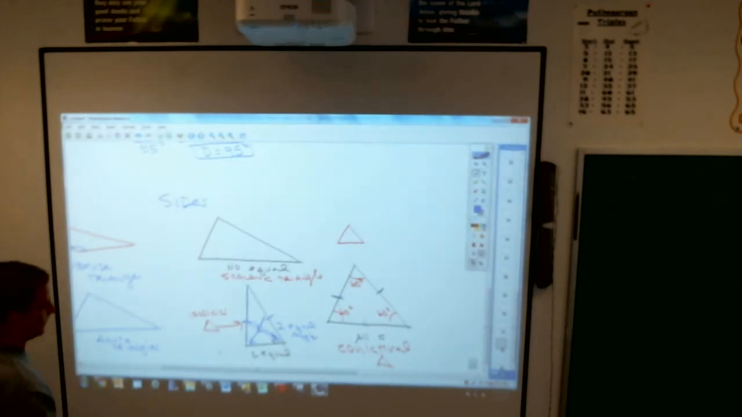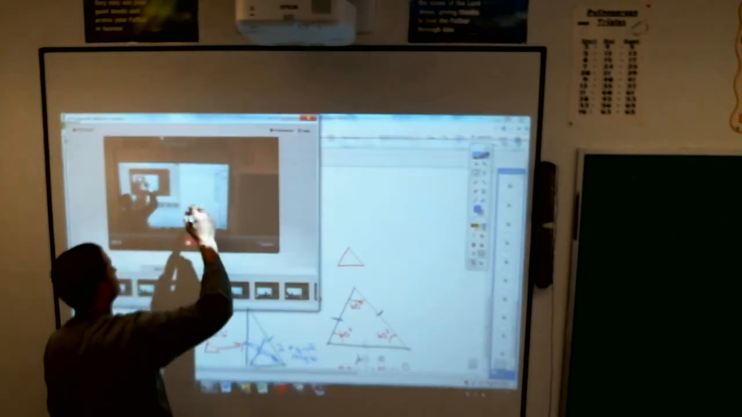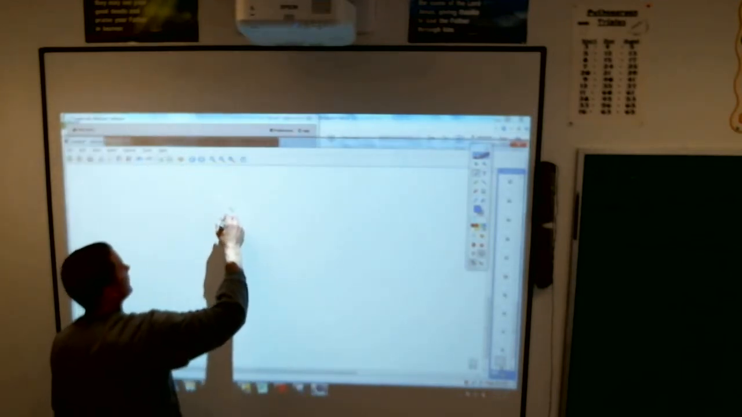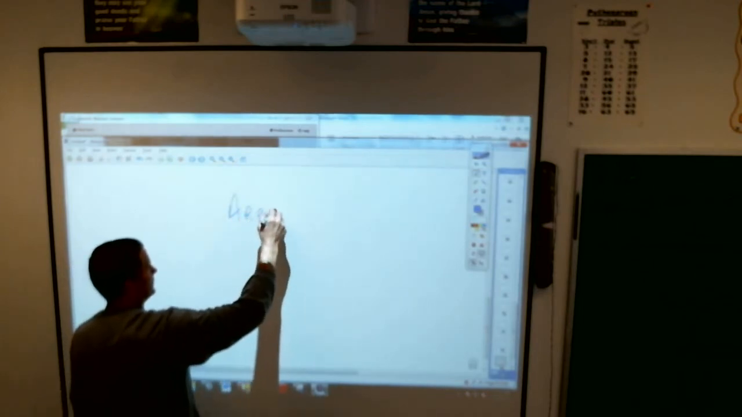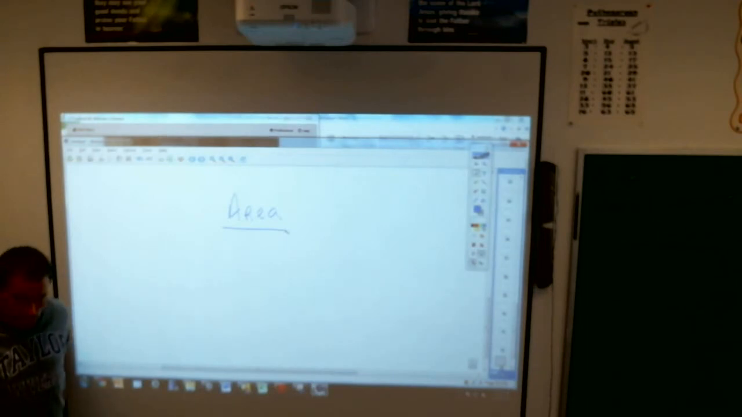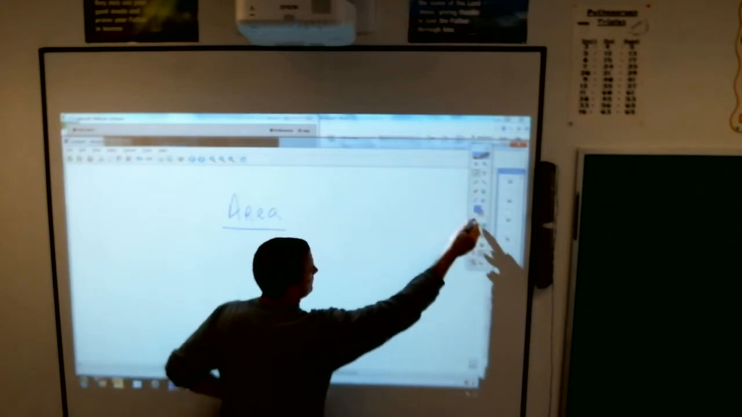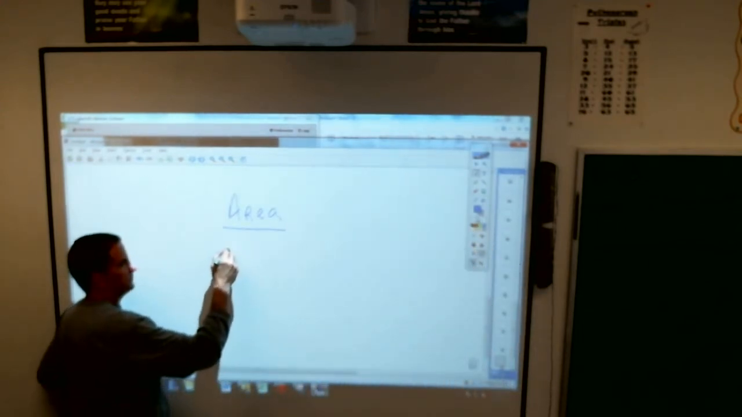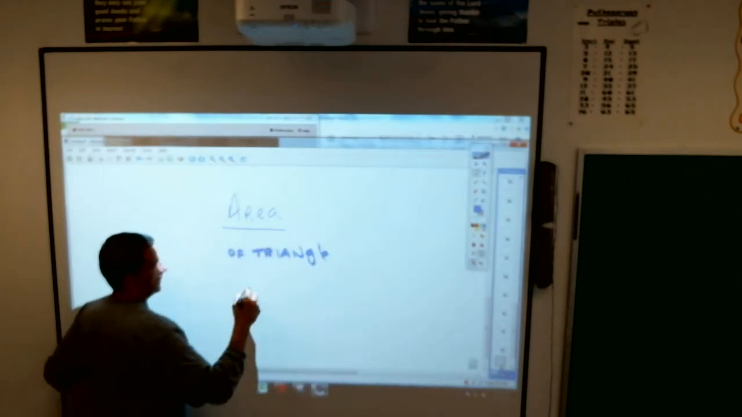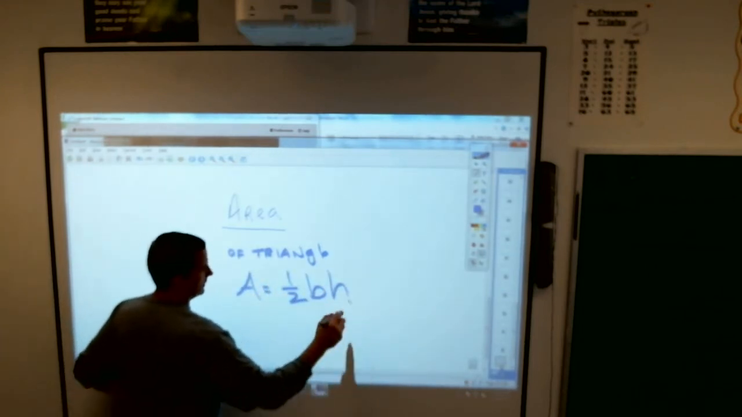And then the last thing we have to talk about with triangles is the area of a triangle. What is the formula for the area of a triangle? That one you should know. Tyler? Base times height. Nope, that's the area of a rectangle. The area of a triangle is half of base. Yep. Area equals 1/2 base times height.